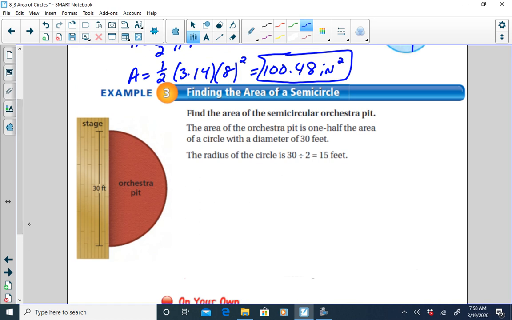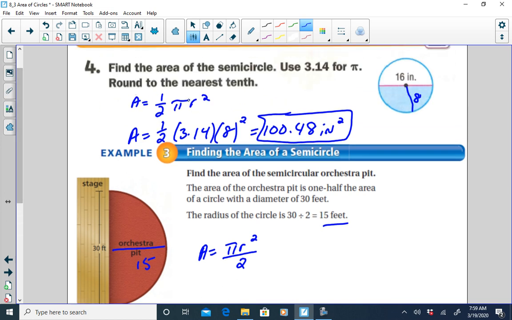All right. Okay, our next example here, we want to find the area of the semicircular orchestra pit. The area of the orchestra pit is 1/2 the area of the circle with a diameter of 30 feet. So if the diameter is 30, we know that the radius here is going to be 15. Right, and that's what we're going to use in our formula. So the area is going to be equal to pi times the radius squared, but we're going to take half of that.